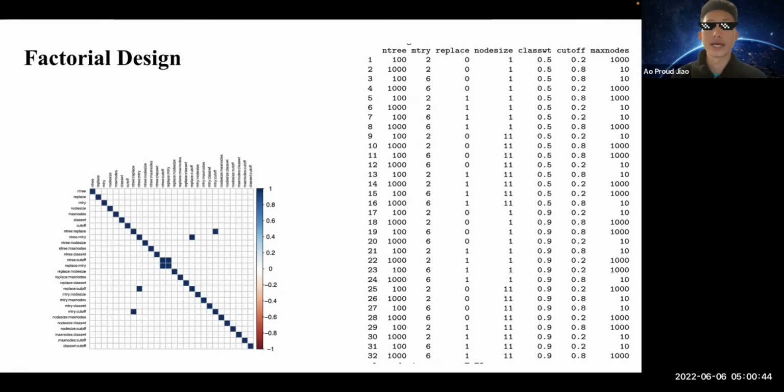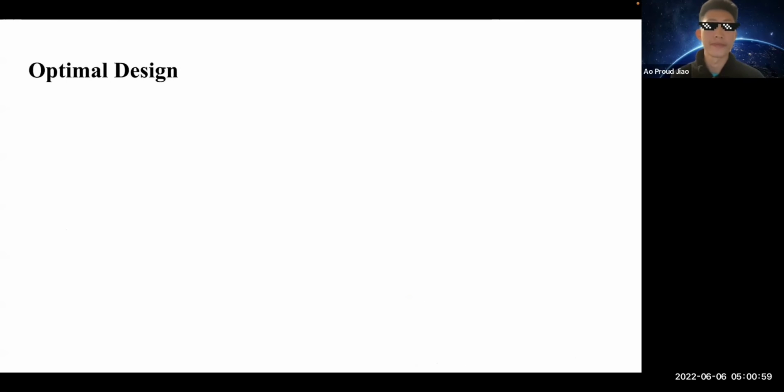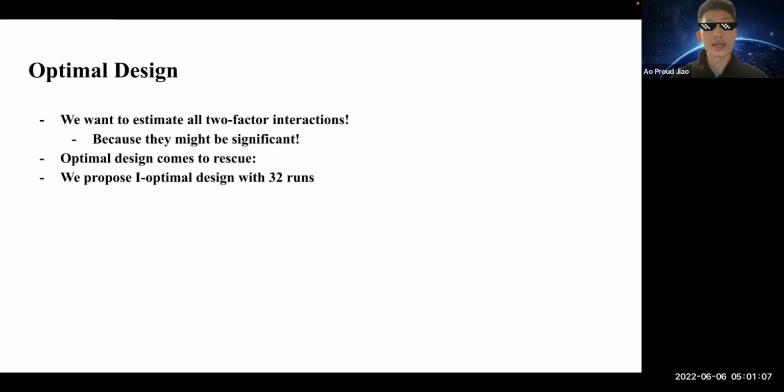So here's the factorial design. On the right, you have the design itself, and on the left, you have the correlation plot. The pro is that we don't have any alias among most terms. However, we have some alias 2-factor interactions shown in the plot. So we want to estimate all 2-factor interactions because they might be significant, and optimal design comes to the rescue.